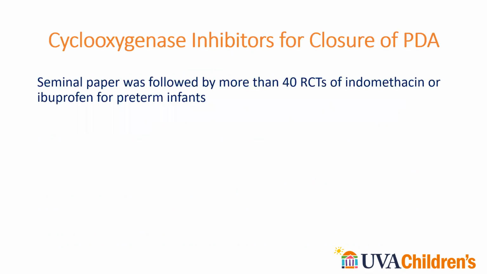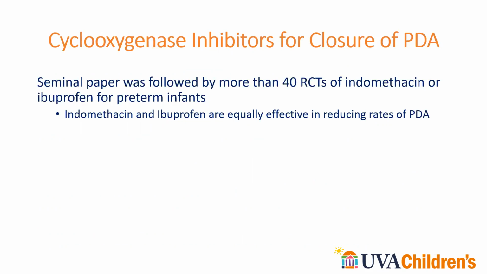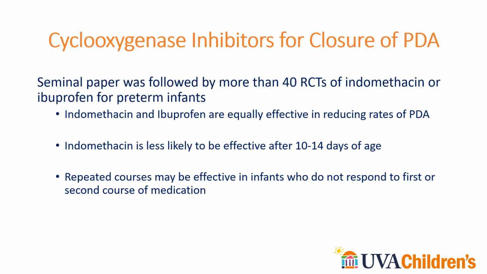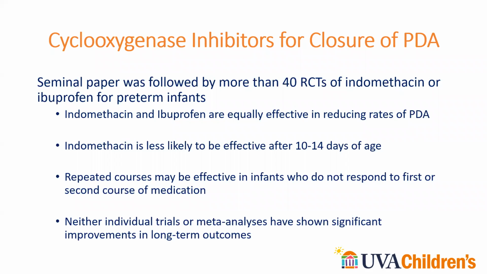This seminal paper was followed by more than 40 randomized controlled trials, and probably more to date, of ibuprofen or indomethacin for preterm infants. And basically, the final conclusion of all of these studies is that indomethacin and ibuprofen are equally effective in reducing rates of PDA. Indomethacin is less likely to be effective after 10 to 14 days of age. Repeated courses may be effective in infants who do not respond to first or second courses of medication. And neither individual nor meta-analysis have shown significant improvement in long-term outcomes.